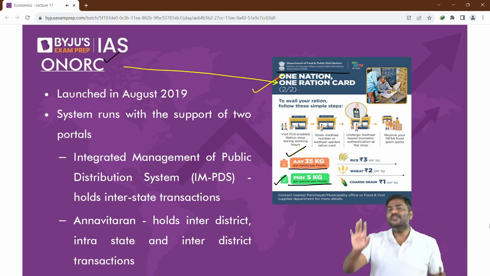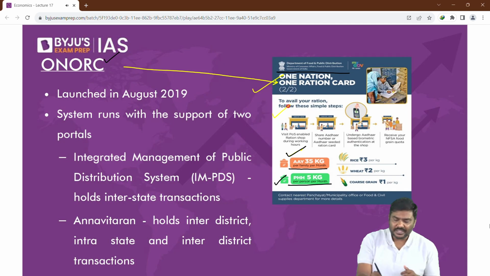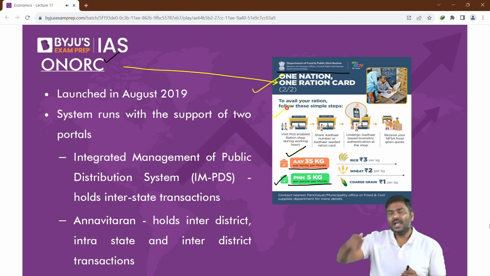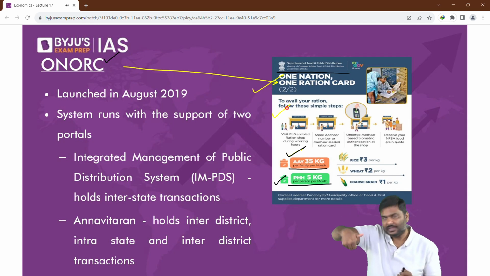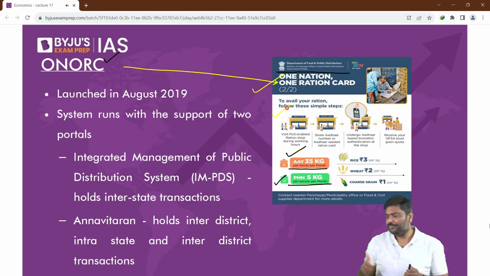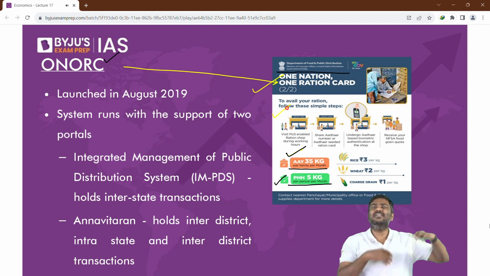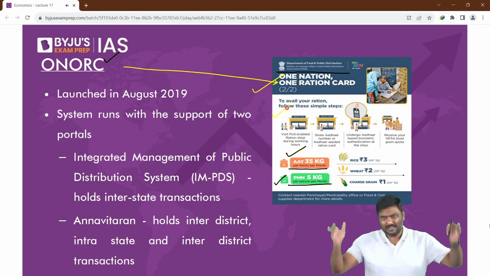What is the new concept? One nation, one ration card. What happens under ONORC? Simple idea. I will go to the ration shop. The picture is given here. Please have a look at it. I will go to the ration shop and I will simply provide my thumbprint in the second state.